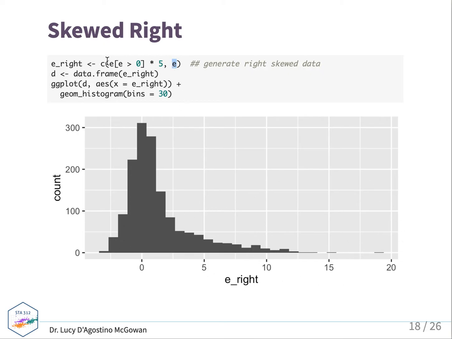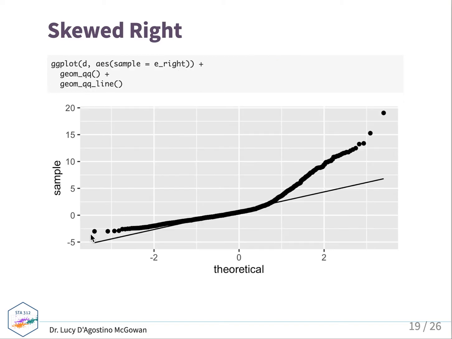So I concatenated. What this c does is it will concatenate two vectors. And so I took my normally distributed data here, and I concatenated on any of the values that were greater than 0, multiplied by 5, and I end up with this nice long tail. Okay, so this is some right skewed data. And when I plot it, this is what it looks like. So if you see something like this, this is not normally distributed. This is a skewed relationship.